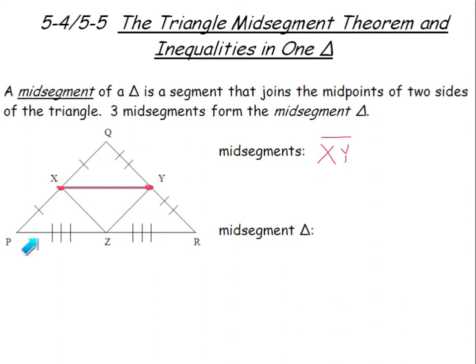What if I talked about segment PR? Z is the midpoint for PR, so if I connected Z and Y, that would be another midsegment. So ZY would be a second midsegment. The third midsegment would occur if I connected midpoint X to the midpoint Z, and I would get XZ. So I have three midsegments there. They are segments joining the midpoints of two sides of a triangle. So our triangle that's considered our midsegment triangle would be triangle XYZ.